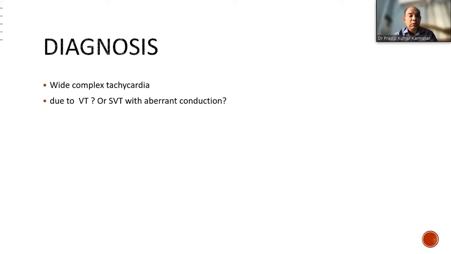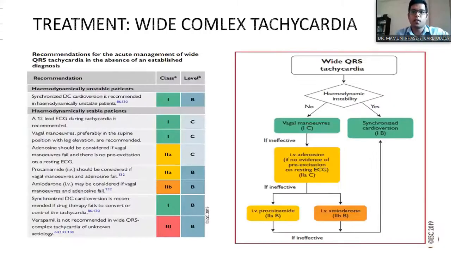What treatment did we give this patient according to the ESC 2019 criteria? This flowchart is recommended whenever there is wide complex tachycardia. First, we look for hemodynamic stability. When there is hemodynamic instability, we should consider synchronized cardioversion. If the patient is hemodynamically stable, first we go for vagal maneuver, then adenosine.